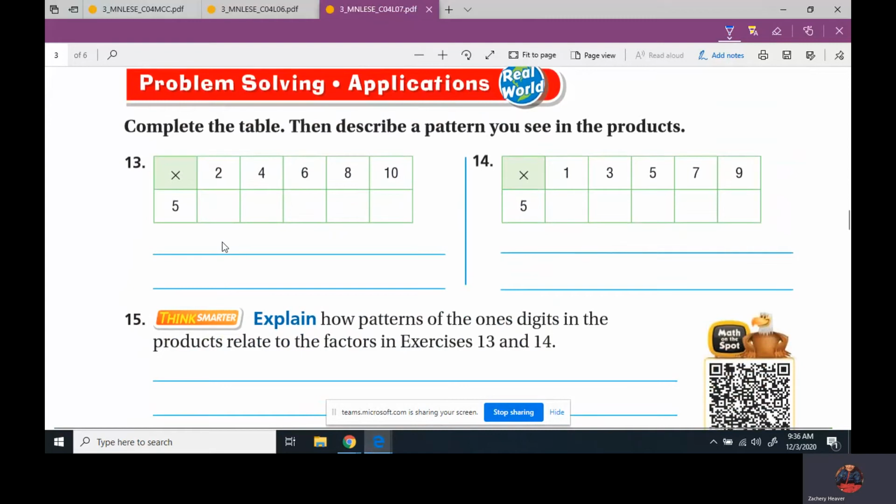Complete the table. Awesome. So 5 times 2 is 10. 5 times 4 is 20. 5 times 6 is 30. 5 times 8 is 40. 5 times 10 is 50. What pattern do you see? We're skip counting by tens. So we start at 5 and go 10, 20, 30, 40, 50. Because we're multiplying by double each time. 5 doubled.